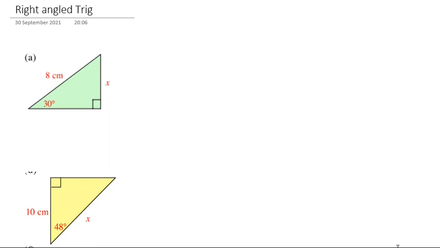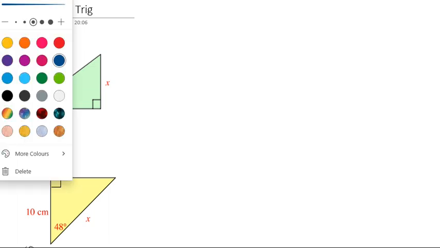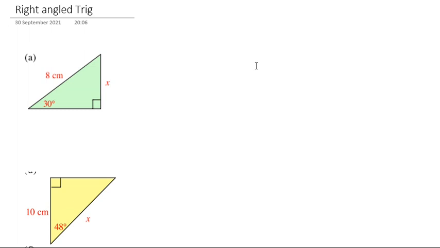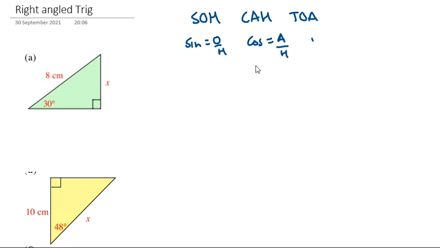Okay, so today we're going to go over basic right angle trigonometry, not sine rule and cosine rule, just the basic right angled trigonometry. So we're looking at SOH CAH TOA. And all this means is sine is equal to the opposite over the hypotenuse, cos is equal to the adjacent over the hypotenuse, and tan is equal to the opposite over the adjacent. That's our rule for any right angle trig.